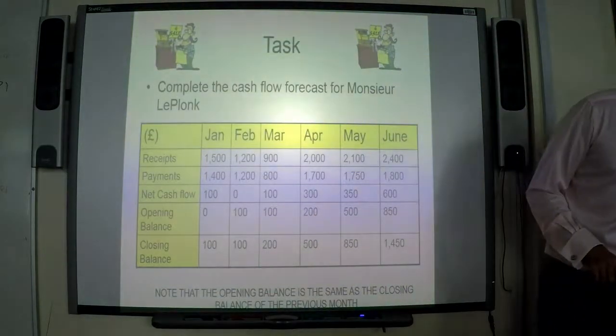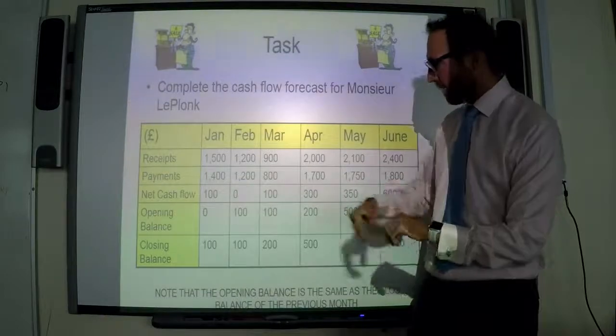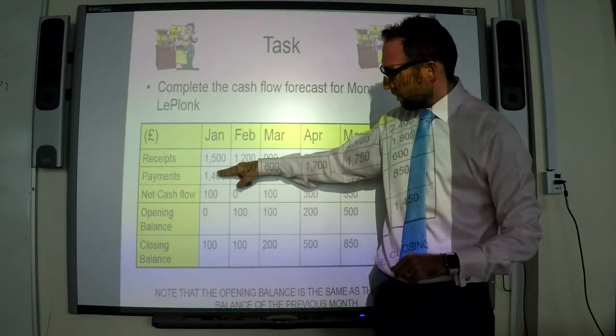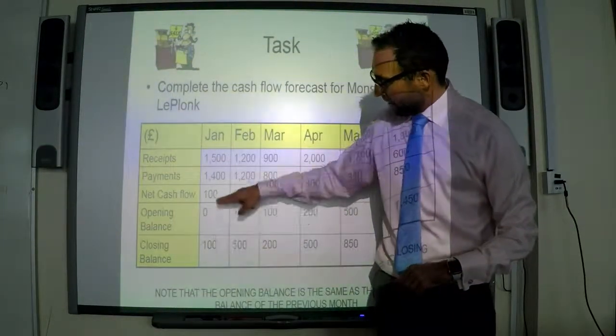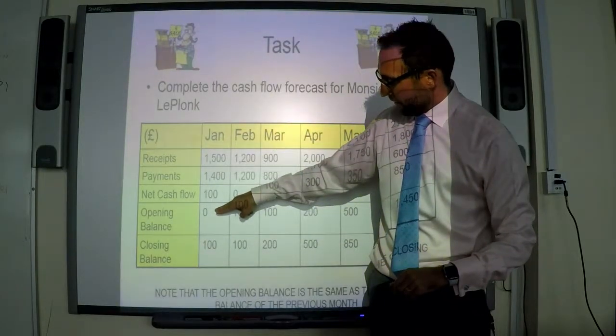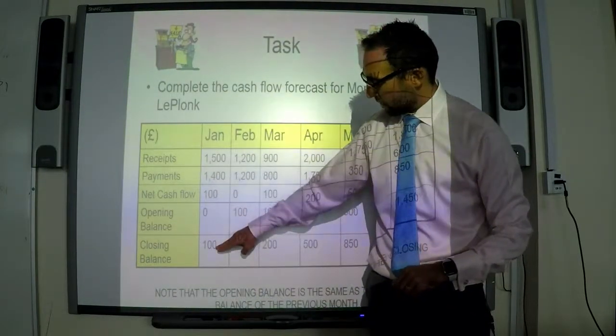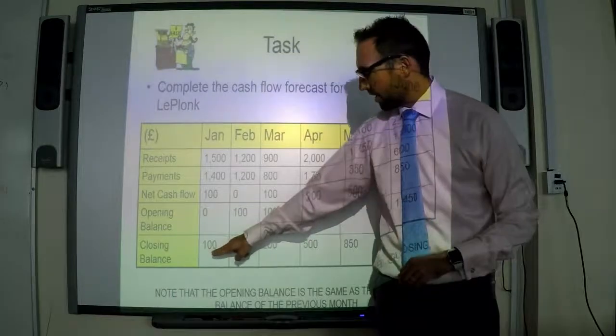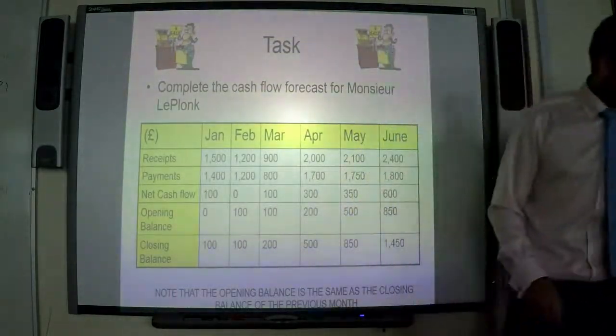Okay? So I'll just go over those two formulas again. Net cash flow is inflow minus outflow. Closing balance is net cash flow plus the opening balance. Just add those two together to get the closing balance. And the opening balance is the closing balance from the previous month.